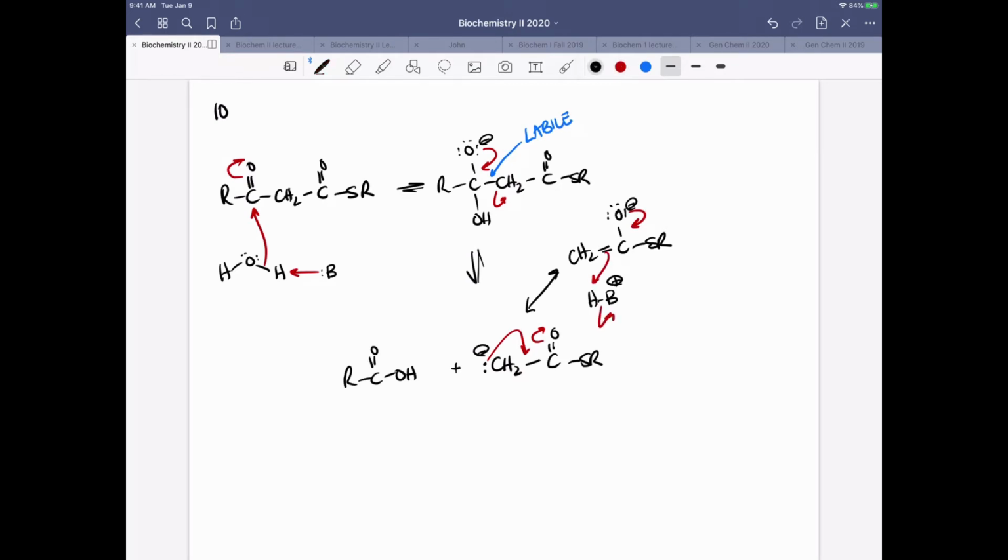And that product, again, here is going to be our thioester. So again, this problem asked us to start with a beta-keto thioester and then generate a thioester and a carboxylic acid. So here's our thioester and here's our carboxylic acid. Okay.